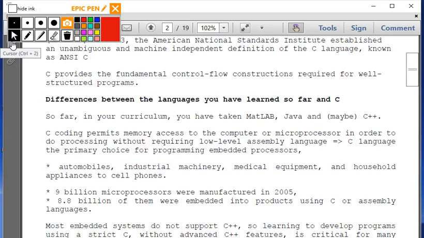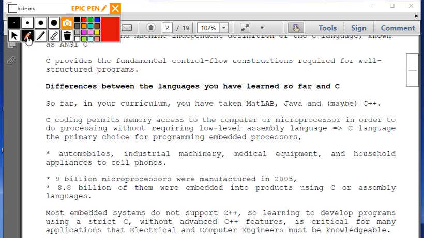And so everything today, I'll go on this little spiel here, automobiles, industrial machinery, medical equipment, household appliances, cell phones, anything that requires high performance, you'll be coding in C. In 2005, there were 9 billion microprocessors. So all you guys are taking 485 microprocessor design. 8.8 billion of them were embedded with C. And most embedded systems do not support C++, so learning to develop programs using strict C becomes an essential skill.